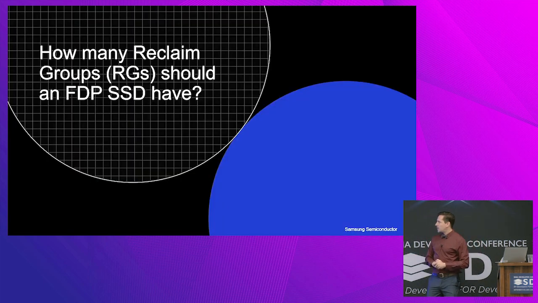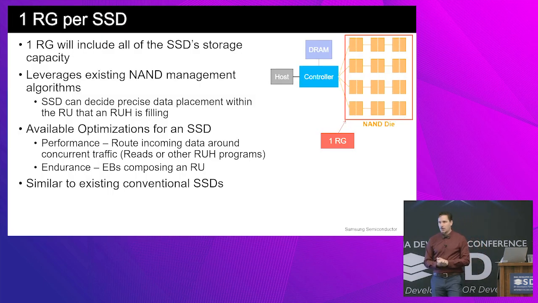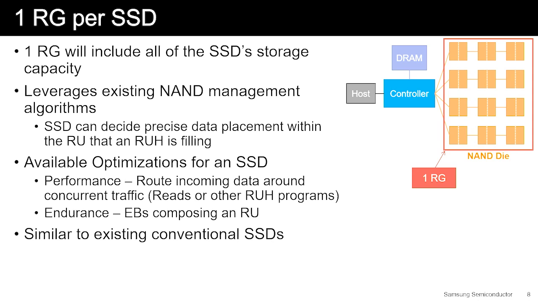Let's get into a little bit of the reclaim groups. How many should we have in an FDP SSD? When you, as a customer, are asking for a drive to provide different configurations, what is a good and useful request? One focus of discussion is 1 RG for the entire SSD. I have it diagrammed here on our toy example, just outlining the entire storage NAND inside of that RG. Generally, this is something that leverages existing NAND management from the SSD, so there's a whole lot of carryover.